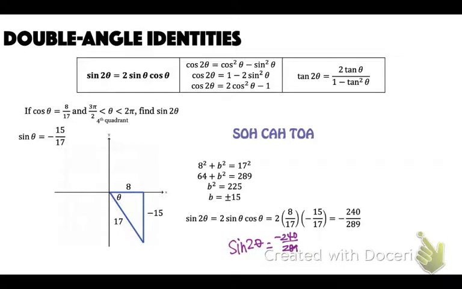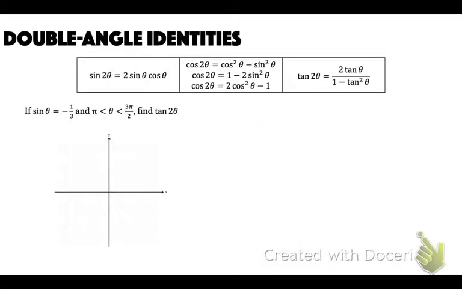Okay, cool? Way cool. All right, next. So now it says that sine is negative 1/3 and theta is between pi and 3 pi halves. So that means it's in the third quadrant. It's right there. And then I can, again, drop this back, create a triangle.